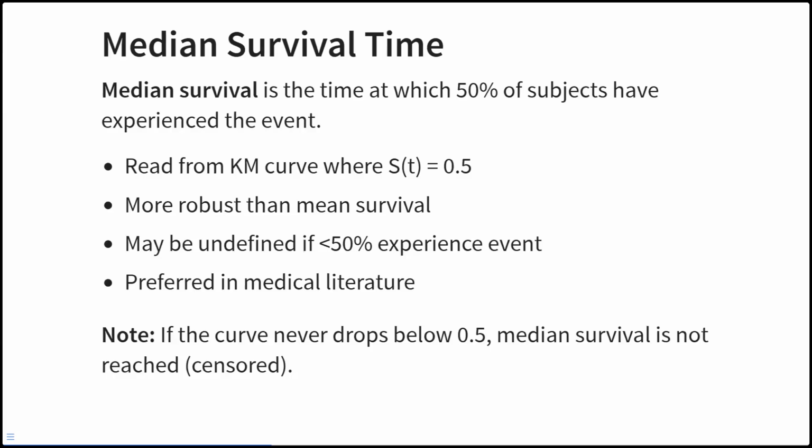And it may be undefined. I already told you, you have to have 50% of subjects, or more than 50, for you to have a median survival time. So if you have less than 50% experiencing an event, then your median survival time might be undefined. So if the curve never drops below 0.5, then we say the median survival time is not reached.